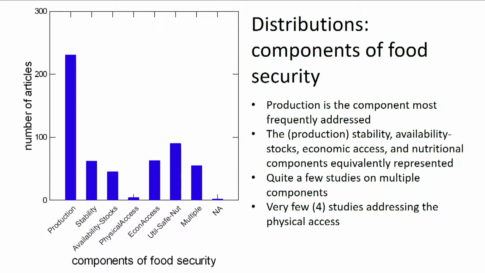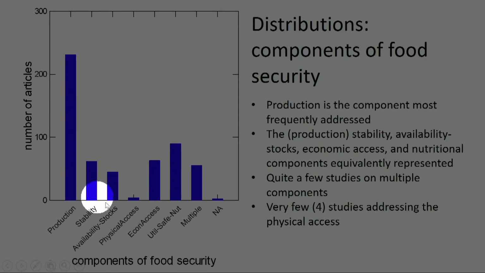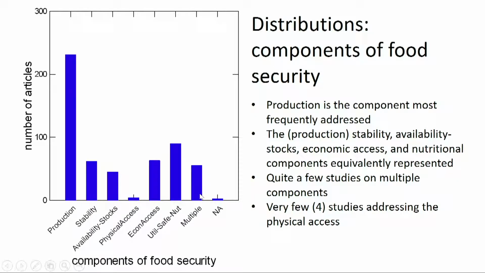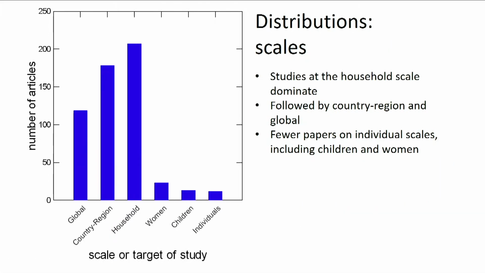Here we have a bar chart about which type of food security component has been most addressed by the journal. It goes from production here, which is a very large component, stability, availability and stocks. We have economic access, utility and safety. Multiple components have been addressed in quite a few articles. We see also that the physical access to food is much less addressed than the other components.